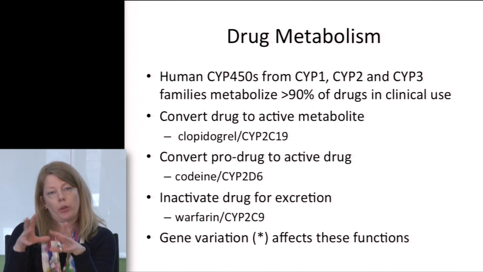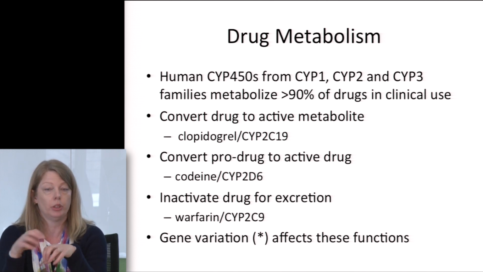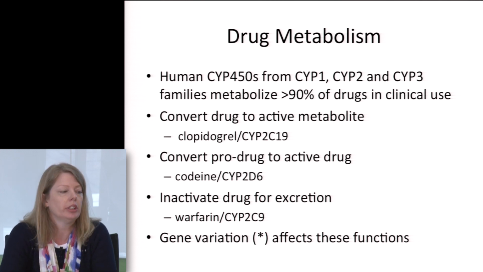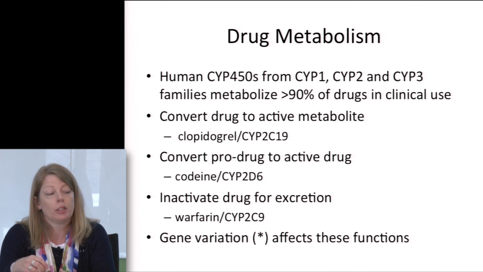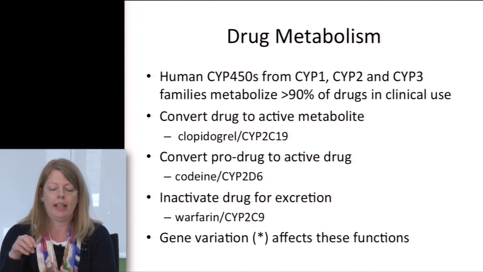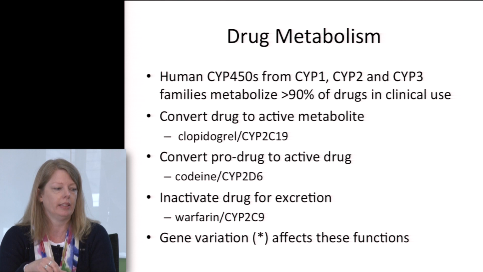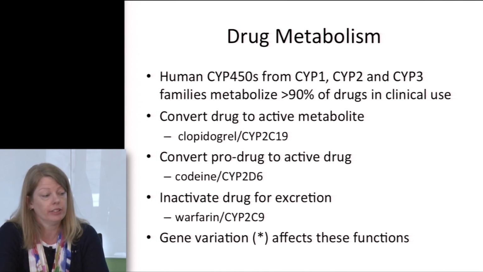There's 2 or 3, depending on how you look at it, different ways that CYPs influence drug response. The first way is they can convert a drug to an active metabolite. This is the case with drugs such as clopidogrel. You've heard about clopidogrel in a different segment. It needs to be metabolized into an active form before it can do its job in the body. CYP2C19 is responsible for metabolizing clopidogrel into that active form.